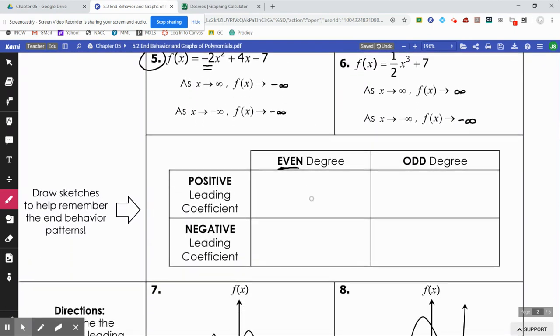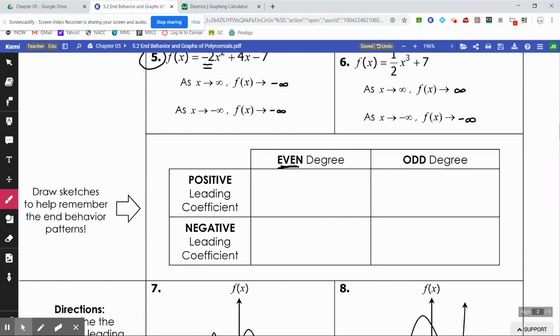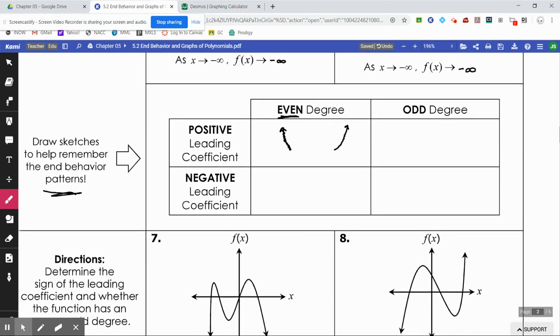And here's what happens. When it's an even degree, if it has a positive leading coefficient, as you travel to the right, your graph will always go up. As you travel to the left, your graph will always go up. And that's what they're wanting you to do. It says draw sketches to help remember the end behavior patterns. When the leading coefficient is negative, it's going to take that graph and flip it over. As you go to the left or to the right, your graph's going to go down. Depending on if it's x squared, x to the fourth, x to the sixth, it does different things in the middle of those 2 lines, but at the end, that's what happens.